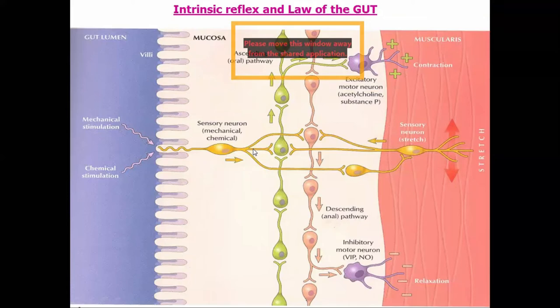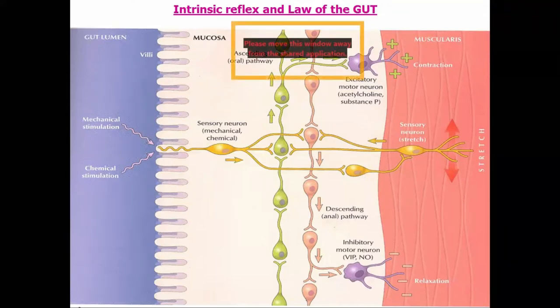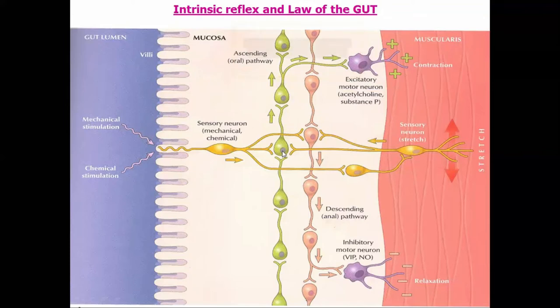These sensory neurons activate two sets of neurons. Just remember this: whenever there is any mechanical or chemical stimulation, there is stimulation of the sensory neuron. This neuron will release serotonin. Once released, serotonin will activate the anterograde neuron and the retrograde neuron.